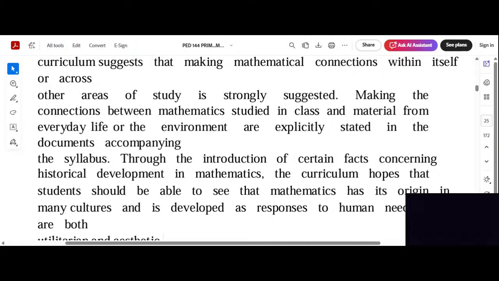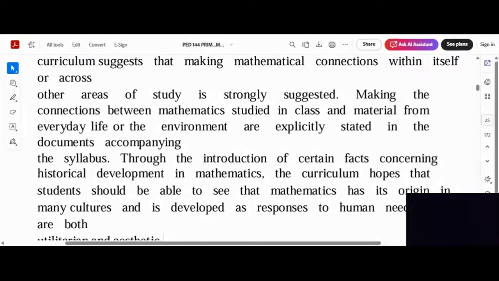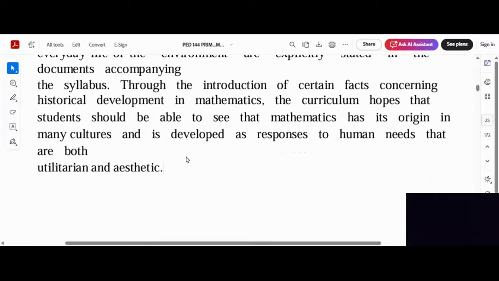There's another thing mentioned there about the aesthetic value. When you say something is aesthetic, you're actually talking about beauty. You are saying that mathematics is beautiful. Mathematics has the beauty aspect of it. They mentioned that in the ending part of that paragraph. In fact, that is the last thing there.